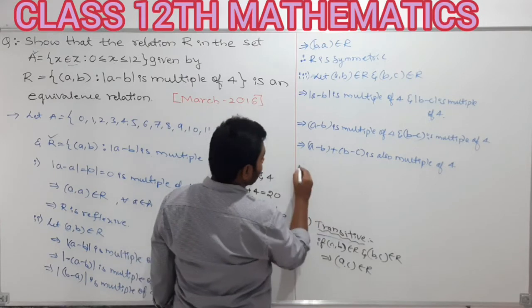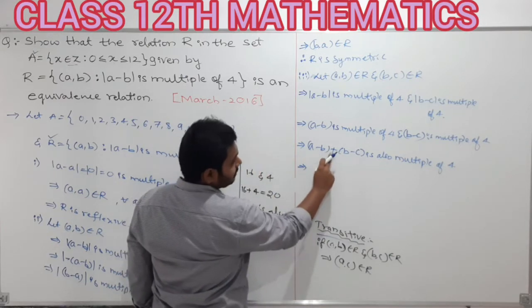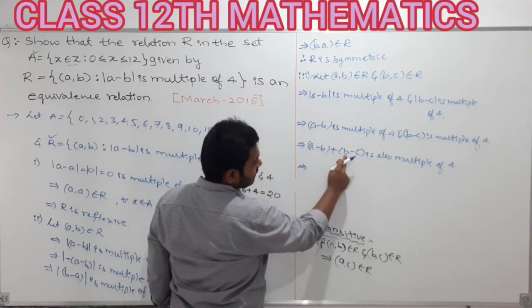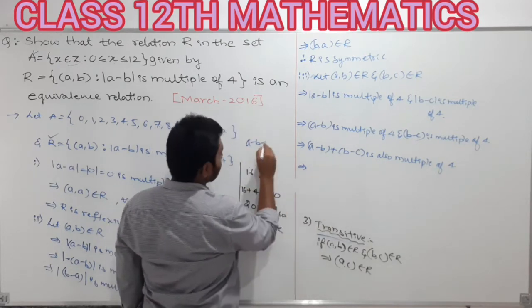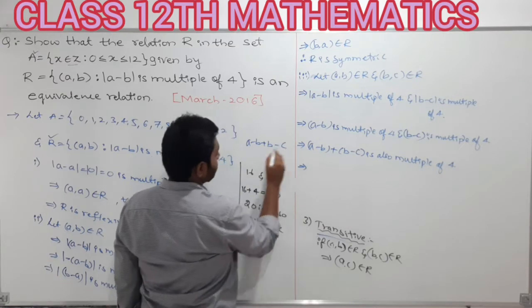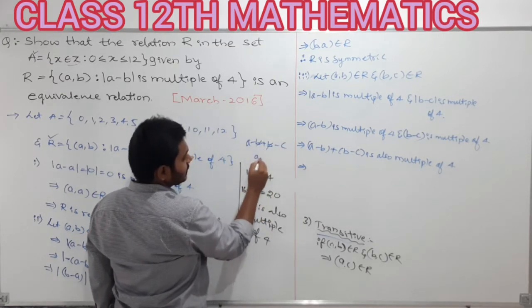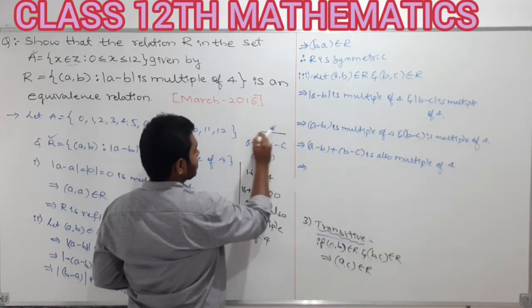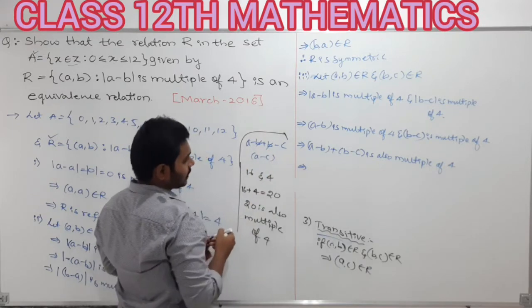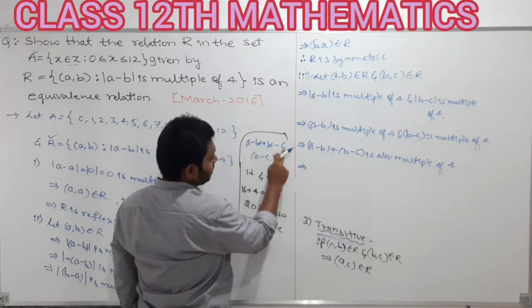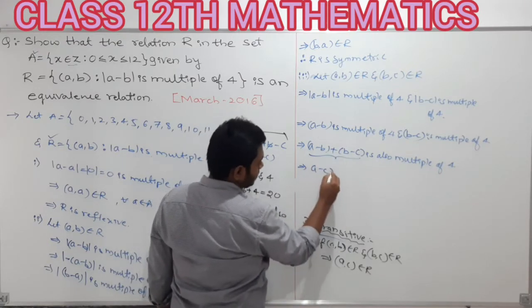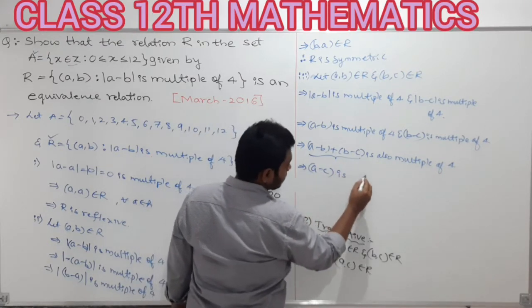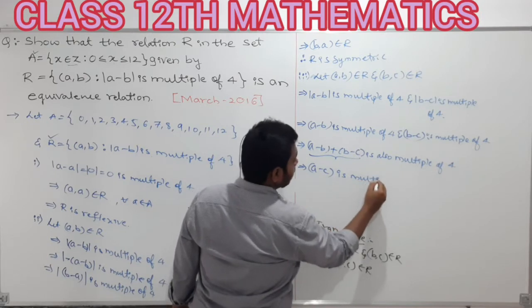If you add these two, what are you getting? a minus b plus b minus c: the b minus b cancels, and you will get a minus c. This is rough work I did. So (a minus b) plus (b minus c), if you solve this, how much are you getting? a minus c. So a minus c is a multiple of 4.